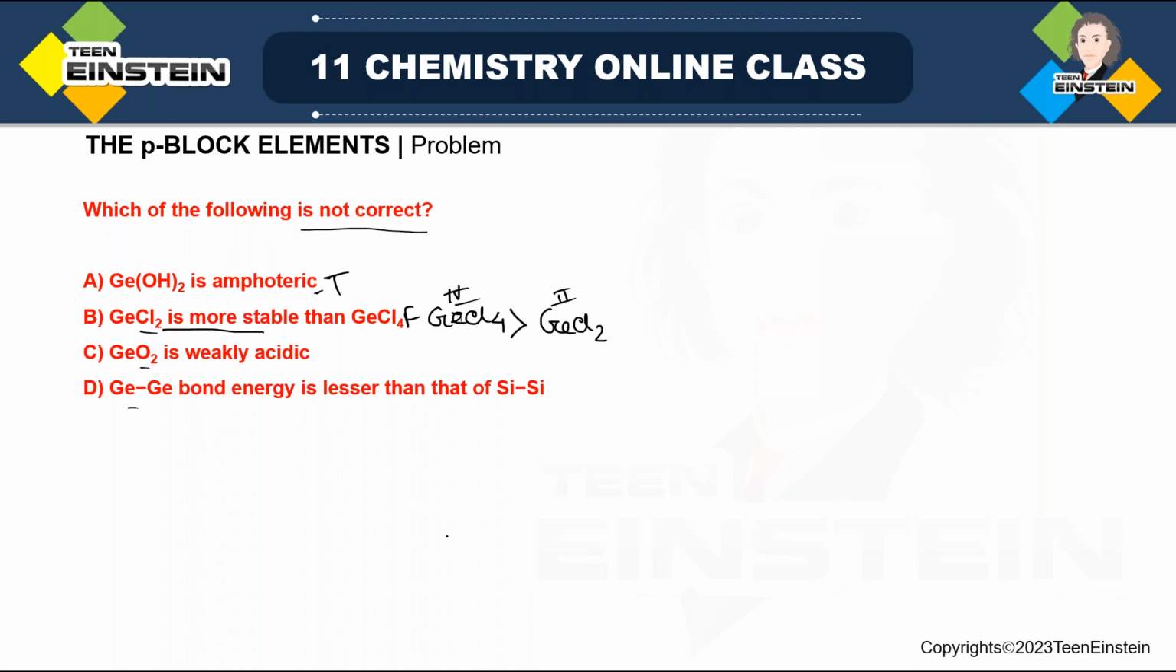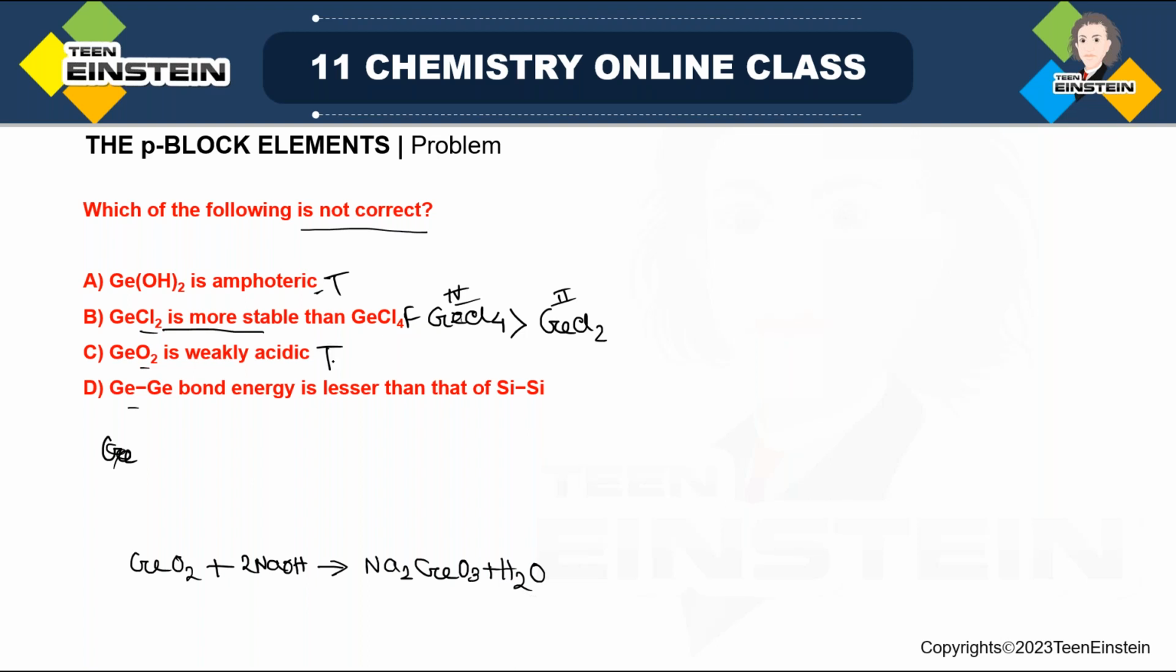Then GeO2, we have already seen in the last class, it is weakly acidic, and it reacts with NaOH. So we can see the reaction. GeO2 when reacts with NaOH, it forms sodium germanate, Na2GeO3. This reaction I have already shown in the previous slide, I'm just writing it again. So it is reacting with base, so it is weakly acidic.